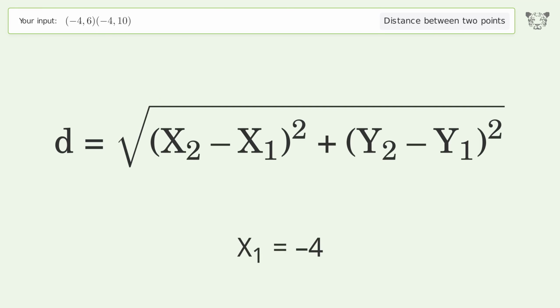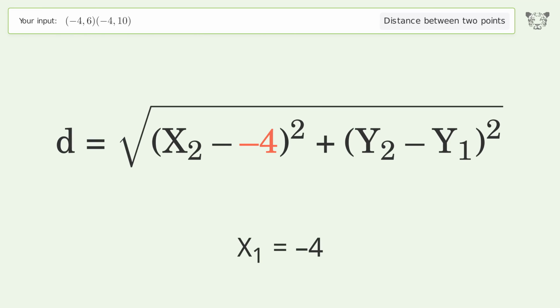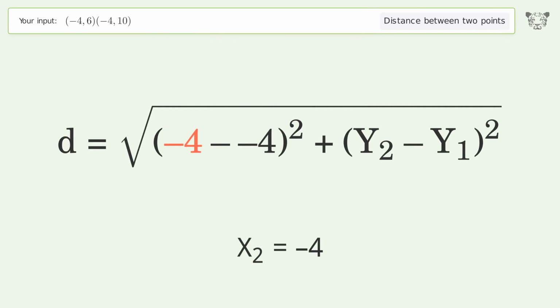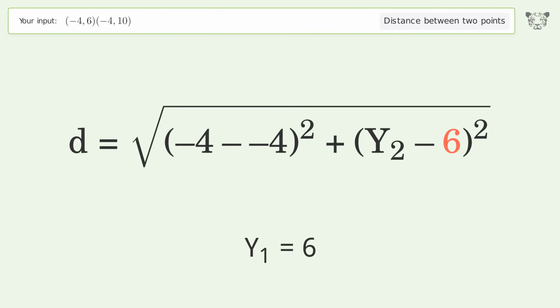x1 equals -4. x2 equals -4. y1 equals 6. y2 equals 10.